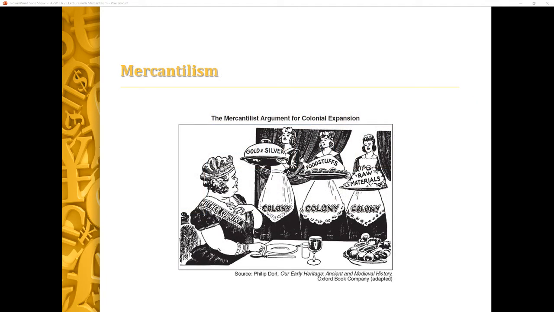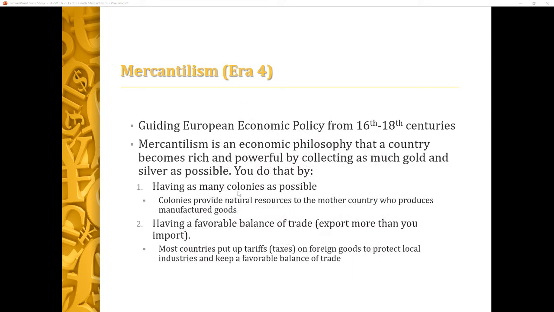So, mercantilism is all about the merchants. And basically, the idea is that a mother country needs to have as many colonies as they can to get gold and silver, to get natural resources and other raw materials. Okay, this is going to be kind of the guiding policy from about the 1500s to the 1700s. So, as these European countries race around the globe to create colonies, the idea is that a country becomes rich and powerful by collecting as much gold and silver as possible, which makes sense, not completely, but at first glance it makes a lot of sense.